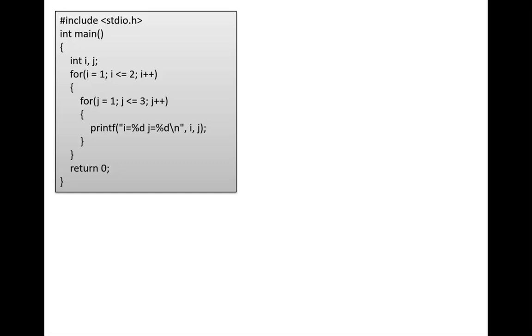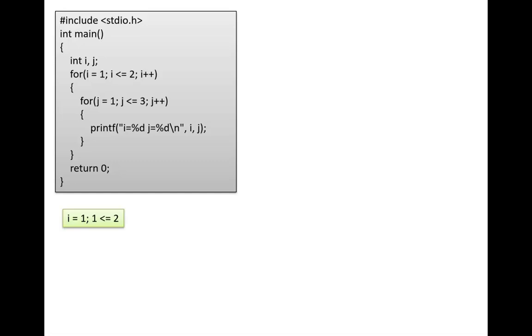Let me give an example. I have two for loops here. The outermost loop reads for i equal to 1, i less than or equal to 2, i plus plus, inside which there is another nested for which reads for j equal to 1, j less than or equal to 3, j plus plus. Inside the loop, I print the values of i and j. The innermost loop is closed, the outermost loop is closed, and the program ends.